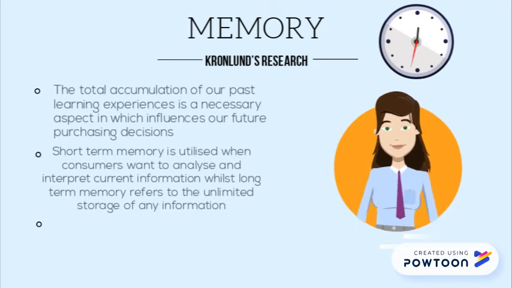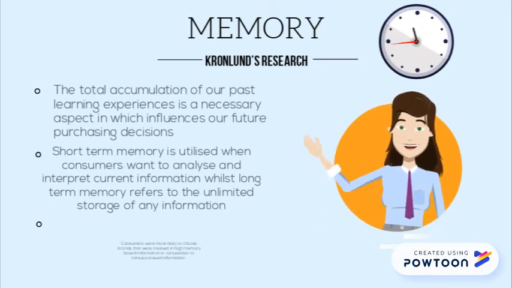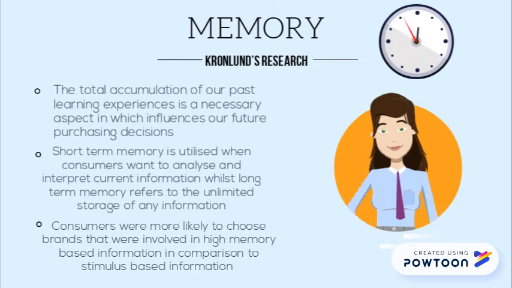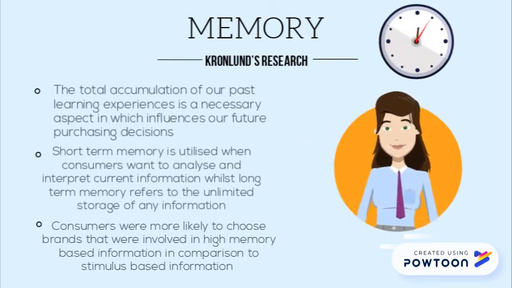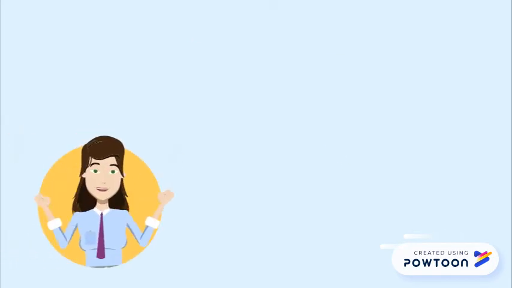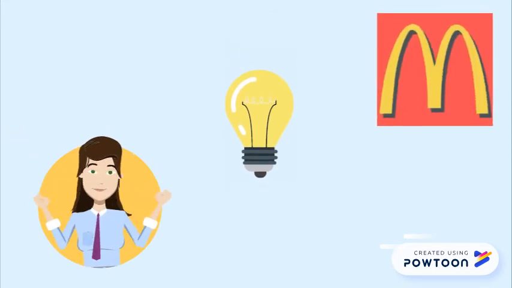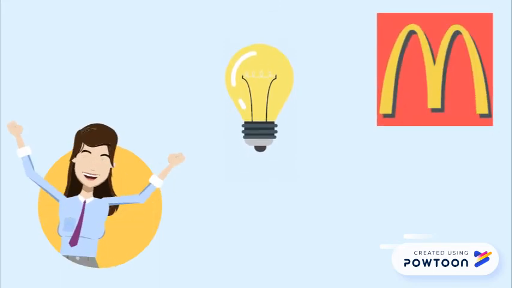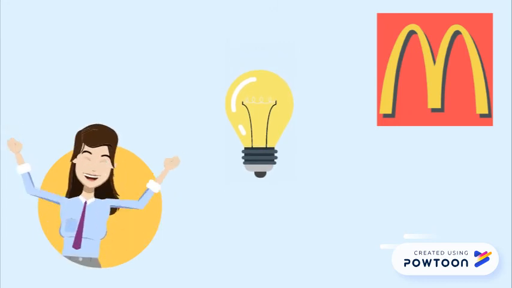Interestingly, in Cronlund's research, consumers were more likely to choose brands that were involved in high memory-based information in comparison to stimulus-based information. Well, what does this mean for Chloe? Essentially, her decision to eat McDonald's is more likely to be rooted in her repeated and positive interactions with McDonald's in her past, as opposed to a recent advertisement.